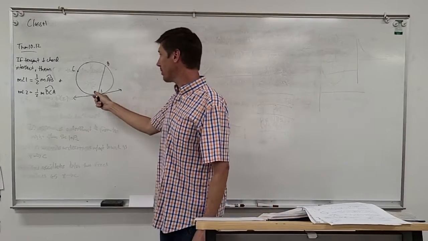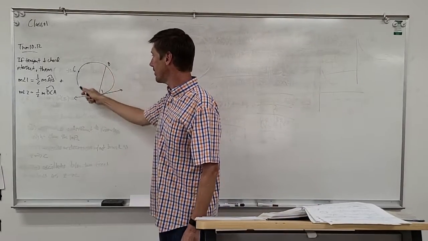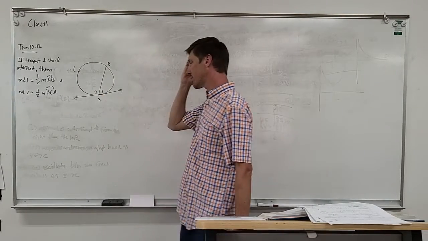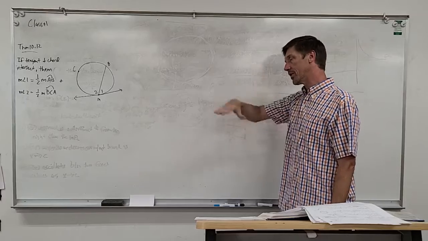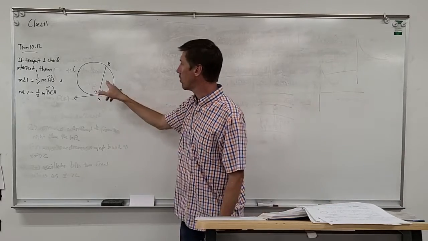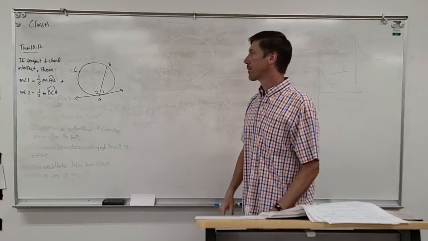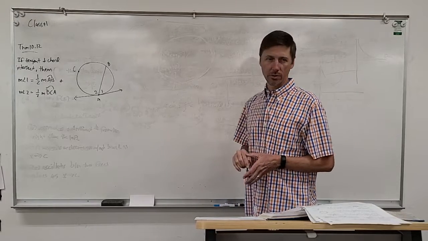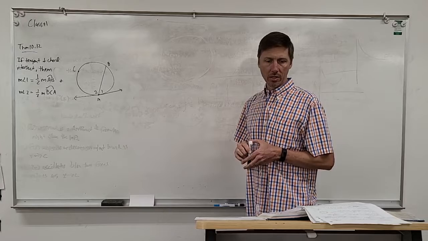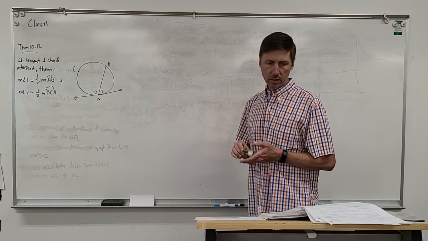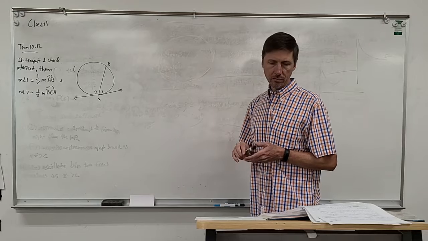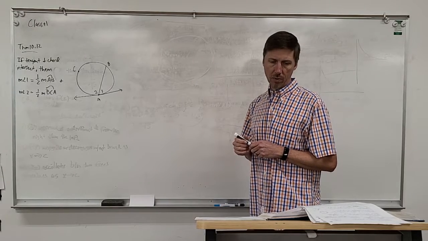So the measure of this angle here is 1/2 the measure of this arc, right? So the arc associated with each side of the chord, that angle is half the measure of the arc on that side of the chord. Does that make sense to everybody? So let's do a couple of examples, to make sure that we can properly apply it.